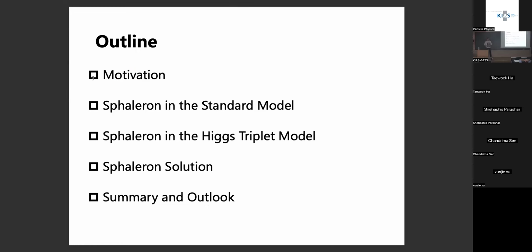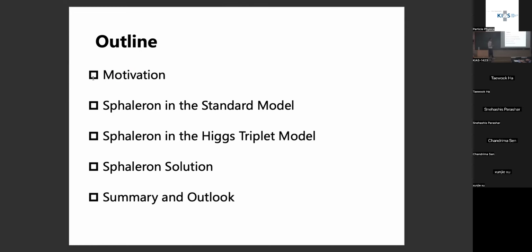Here's my outline. First, I will introduce the motivation of this work. Then I will briefly review the Sphaleron in the standard model. I will introduce the strict definition of the Sphaleron configuration in the standard model and how to calculate the Sphaleron using a general method.